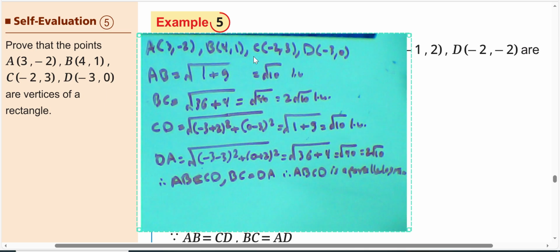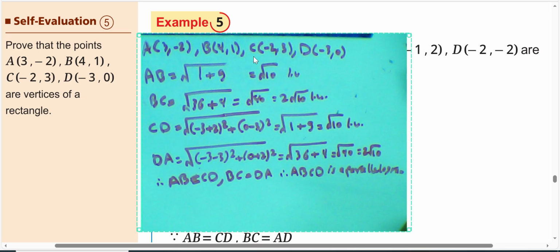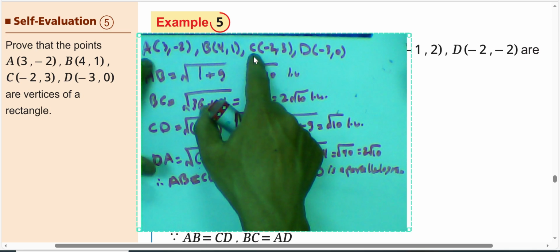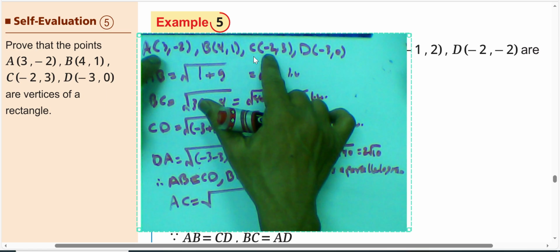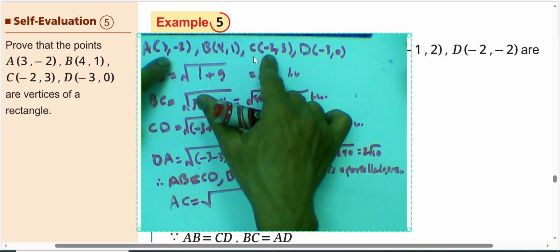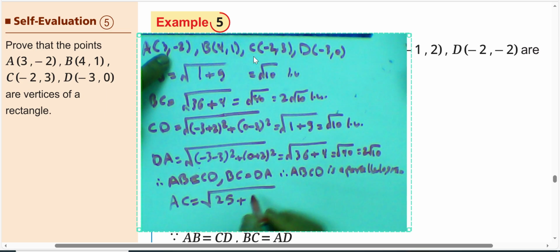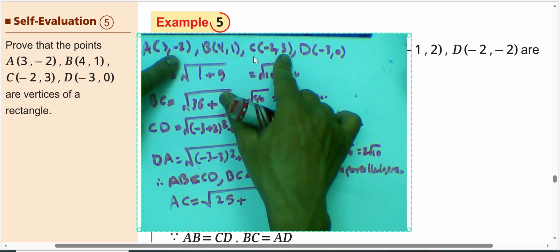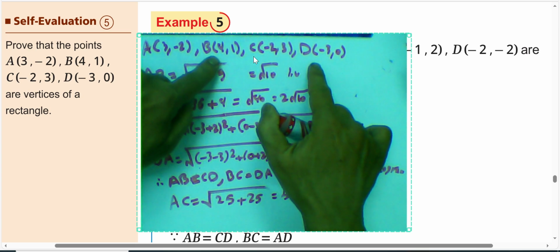We prove that the first step, ABCD is a parallelogram. Now we will prove ABCD converts from parallelogram to rectangle if two diagonals are equal. Then I will find AC, the length between A and C. Okay, the first diagonal AC. Look, AC here. Negative 2 minus 3 power 2. Negative 2 minus 3, negative 5. Negative 5 power 2 is 25. And 3 minus negative 2, 3 plus 2, 5. 5 power 2 is 25. The result will be 5 root 2 length unit.